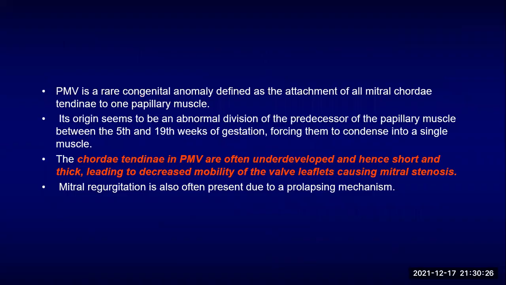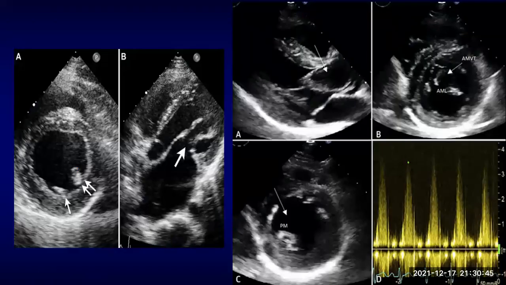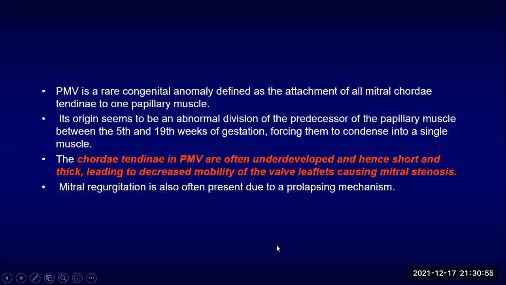Okay, so if you can see here, this is the true one with a single papillary muscle. This is the anterolateral, which is short and underdeveloped, okay, which is not a true parachute mitral valve. Here, this is a patient with a parachute mitral valve and LVOT obstruction. You can see here a single papillary muscle.